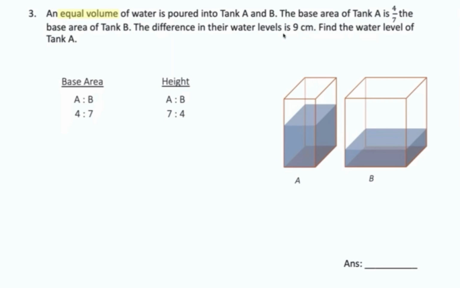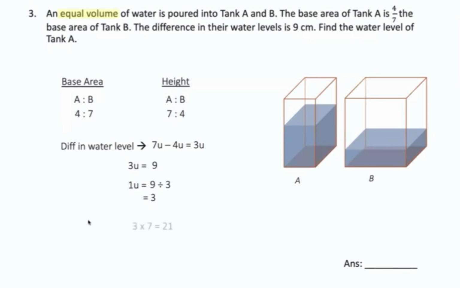Now, the value that you haven't used is 9 centimeters. And 9 centimeters refers to the difference in water levels. So we are talking about the difference here, not here, okay? Don't use the wrong ratio, although they look the same. 7 minus 4 is 9 centimeters. So 3 units is 9 centimeters, 1 unit is 3 centimeters. Find the water level of tank A. Water level is here. Don't multiply this. This is the water level.